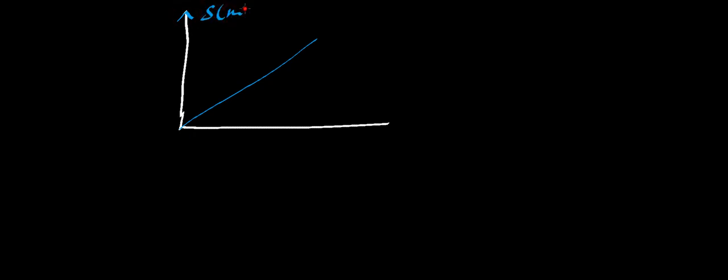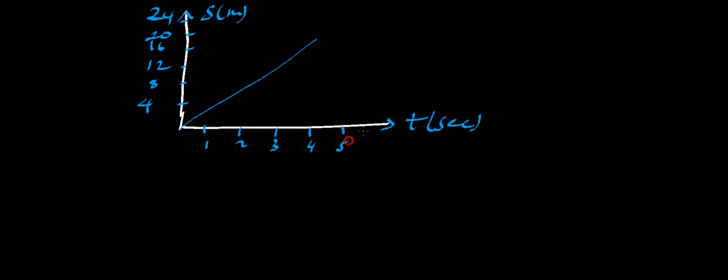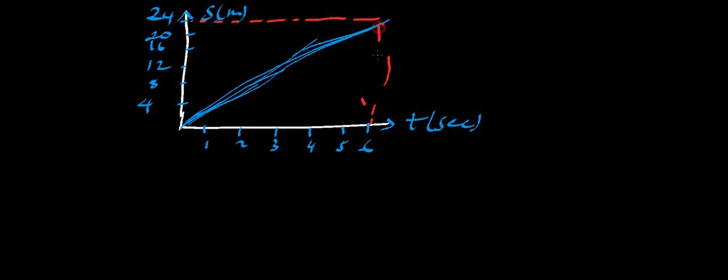Okay. The graph looks like this. Here distance in meters, here time in seconds. Let's say this is 4, 8, 12, 16, 20 and 24. And 1, 2, 3, 4, 5, 6. This is the graph. For the accuracy of the graph, let's say here is 6, and this is 6 with 24.